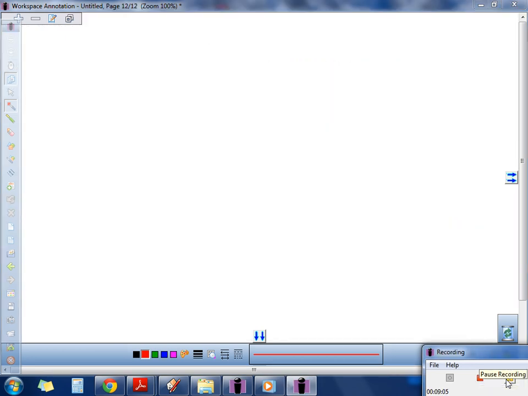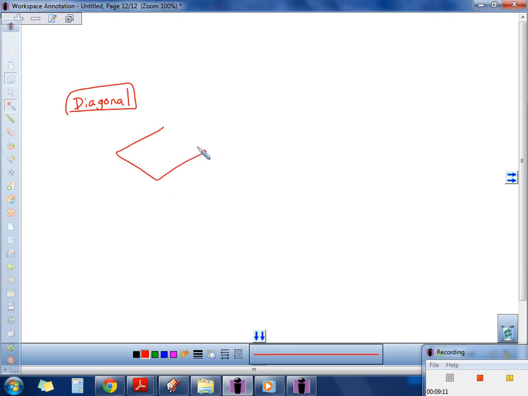The last thing we're going to do today is talk about some key vocab words. So the first one we're going to talk about is diagonal. So it says, give an example of a diagonal. So here's an example. If we have this shape, how many diagonals do we have? 2.